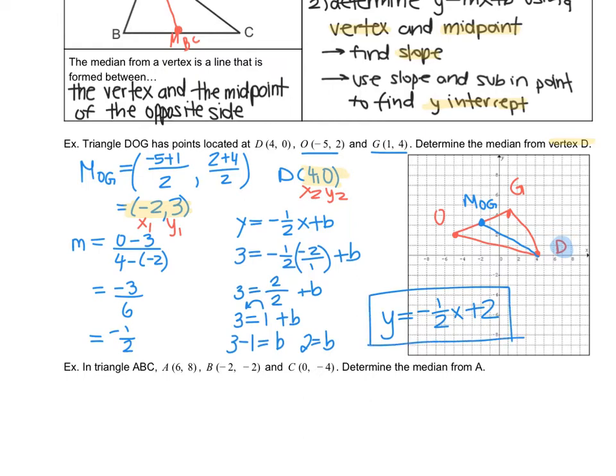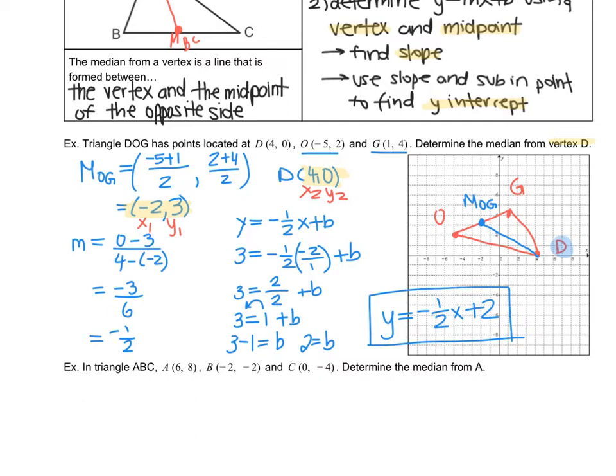And there we go. That's our median. So median makes you think of midpoint, so we first found our midpoint. After that, it is just grade 9. I recommend, after you find your midpoint, put the starting vertex right beside it so you don't accidentally use the wrong coordinates, and then just find your slope, use the slope and a point, find your y-intercept.